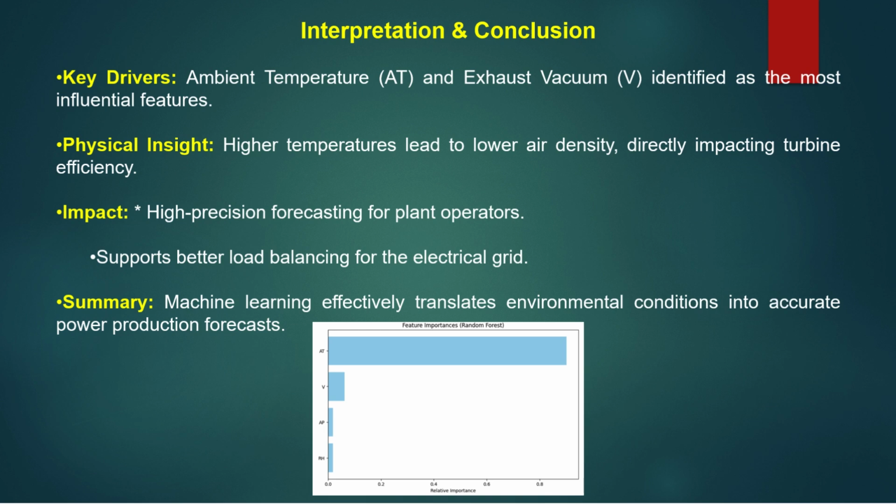In conclusion, by comparing a linear and a nonlinear approach and using a rigorous cross-validation strategy, I was able to build a model that can predict power plant output with high precision. This model could be used by plant operators to forecast energy production based on weather forecasts, helping to balance the power grid more effectively.